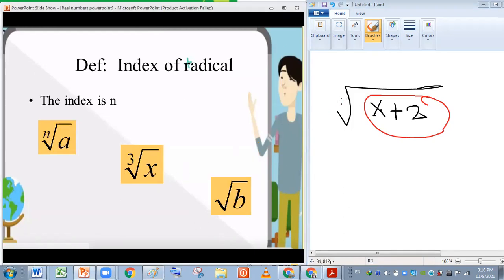Okay, the index of the radical. The index is the number, and here it can be any number. So we have the square root, the cube root for 3, a fifth root, a fourth root. Any number, this is what we call the index.